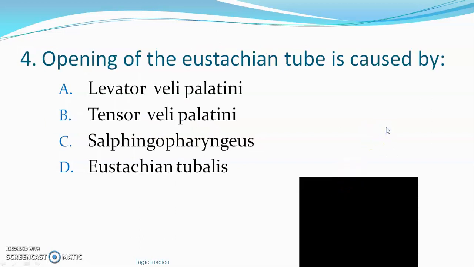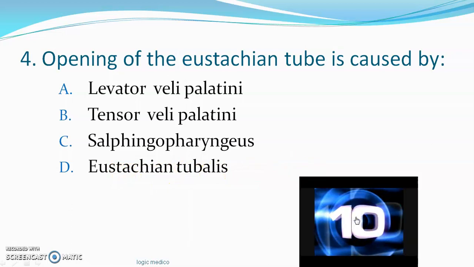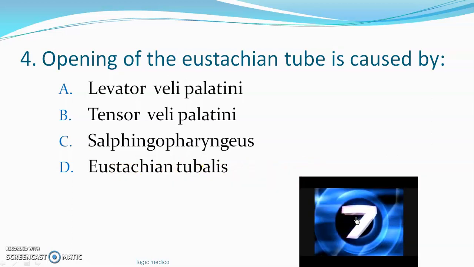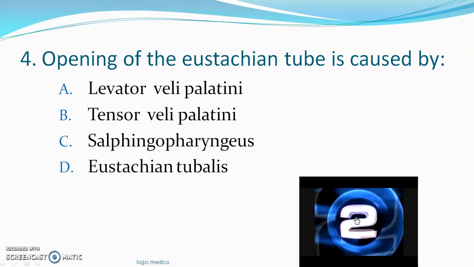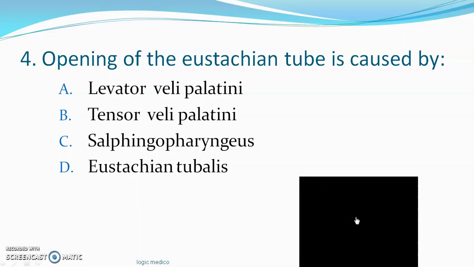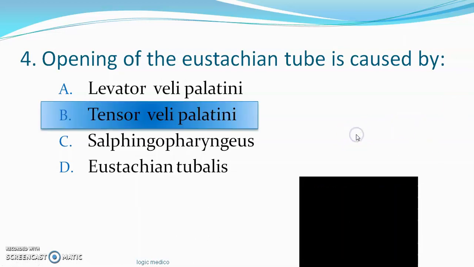Okay. Next question. Opening of the eustachian tube is caused by, this is a very interesting question, which muscle? Levator veli palatini, tensor veli palatini, salpingopharyngeus, that is from the eustachian tube to the pharynx, or eustachian tubalis. Your time starts now. Your time is up. If you said tensor veli palatini, option B, then you got the correct answer.